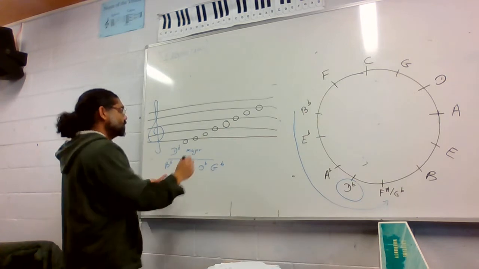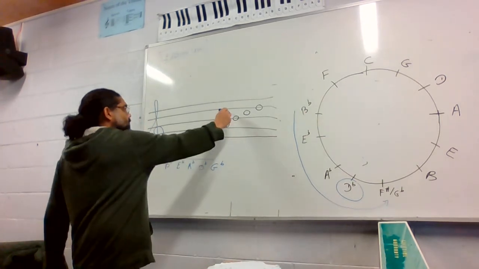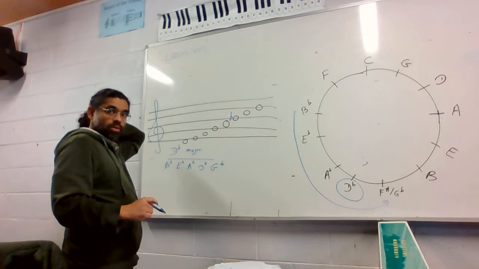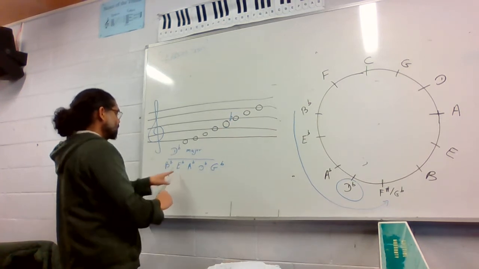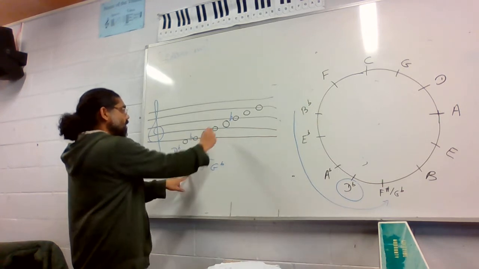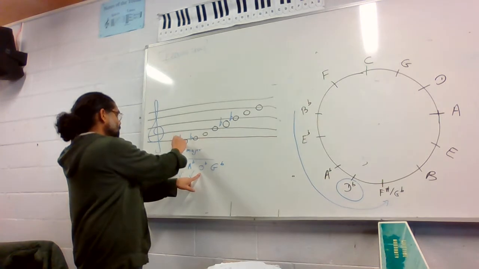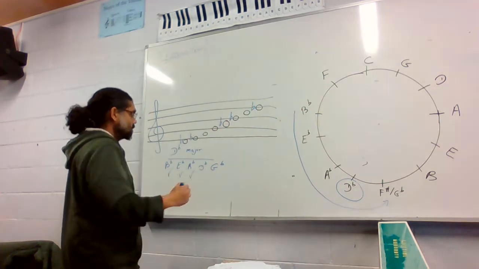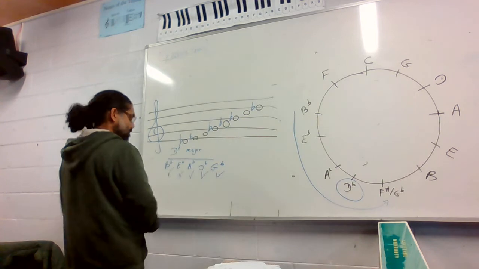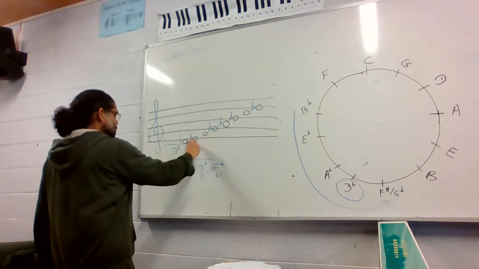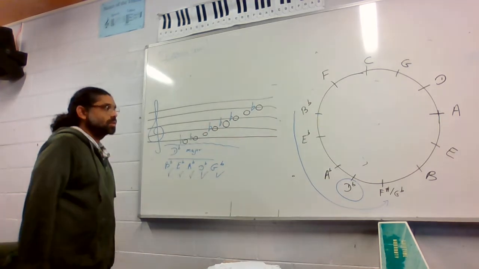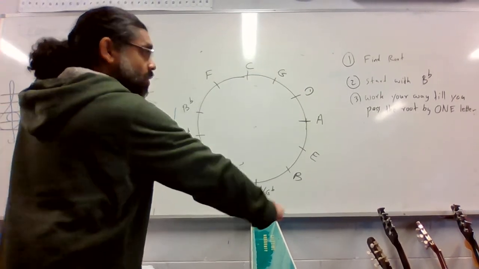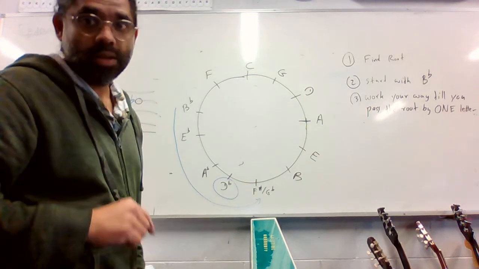So the first one is B flat. Every good boy deserves fruit. And FAC for the spaces, remember that. So the first one is B flat, tick. Next one is E flat, tick. A flat, D flat. Now here's where it becomes tricky. If that is flattened, then this has to be flattened too. So that's tick, and then the G flat. It's a bit messy. That's our D flat major. So look, remember those steps. Find the root. Start with B flat and work this way till you go past the root by one letter. And that's it. It's pretty easy.